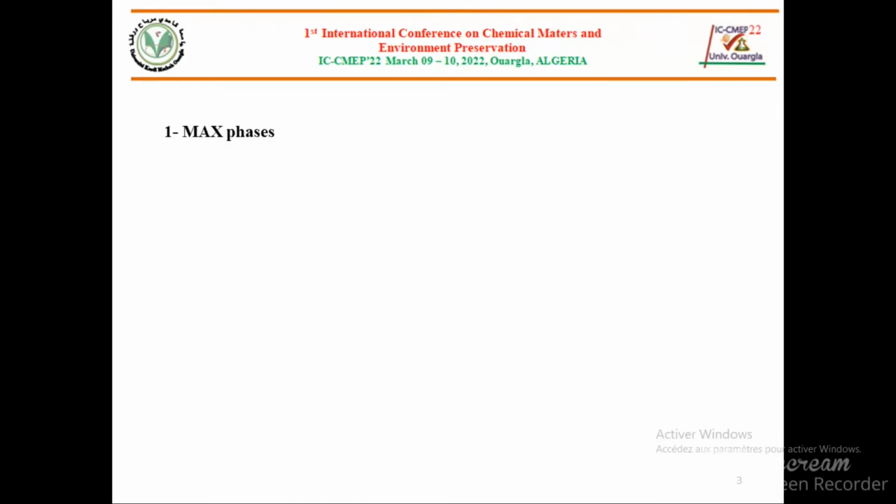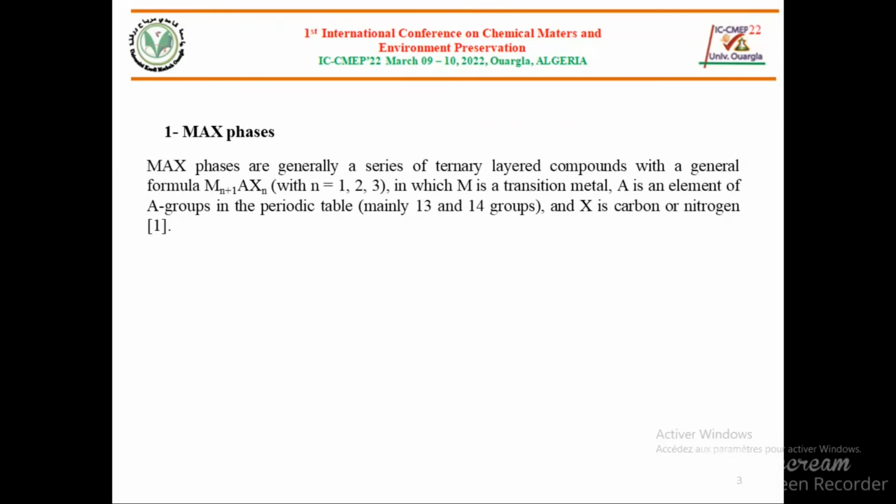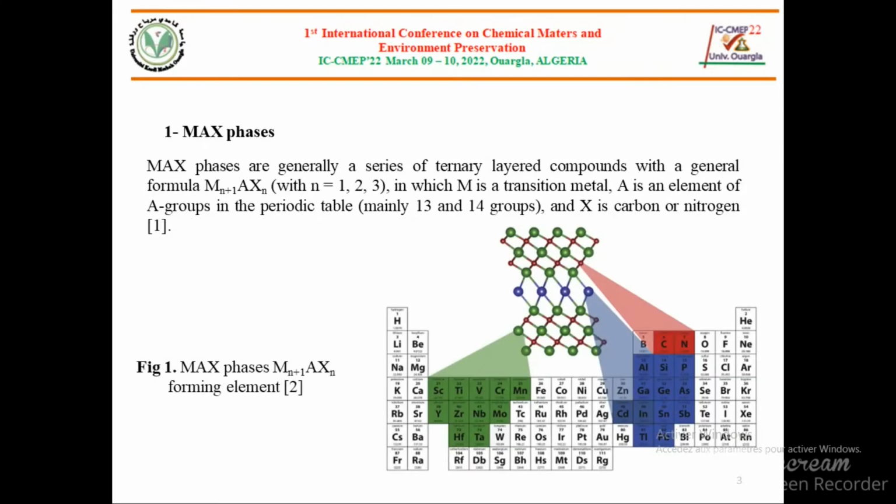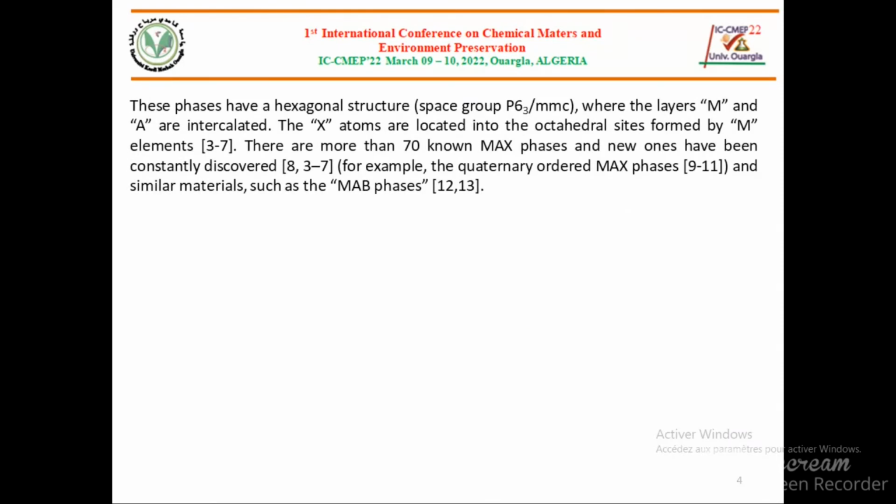MAX phases are generally a series of ternary layered compounds with a general formula M(n+1)AXn, with n equal to 1, 2, or 3, in which M is a transition metal, A is an element of A groups in the periodic table, and X is carbon or nitrogen. These phases have a hexagonal structure, space group P63/mmc, where the layers M and A are intercalated. The X atoms are located in the octahedral sites formed by M elements.